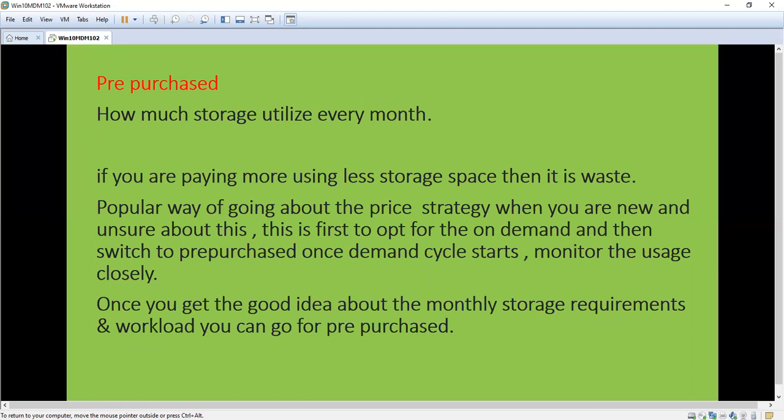Okay, even though it is a common price, it is totally under the discretion of the CSP. Then what is the meaning of pre-purchased? Pre-purchased means we will pay the amount initially and we will buy the storage space. The disadvantage is, if you are paying more and using less storage space, for example, if you are paying for 5 GB of space and we are using only 2 GB, then the extra money we have paid for the other 3 GB is totally wasted. Okay, we are not going to use it.